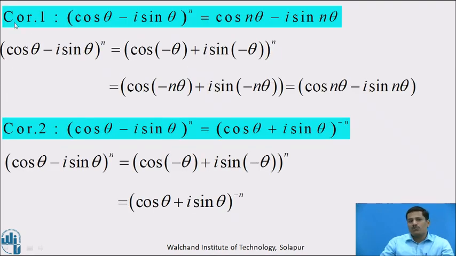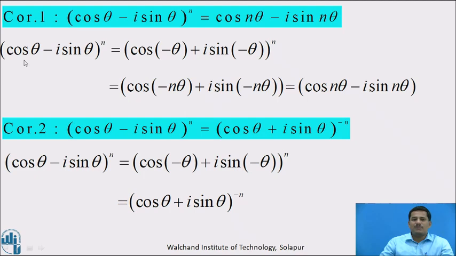Corollary number one: (cos theta minus i sin theta) raised to n is equal to cos n theta minus i sin n theta. So the difference between De Moivre's theorem and the corollary is that the middle sign in the corollary is minus, and in De Moivre's theorem it is plus. Still, for such an expression, it is possible to write the power as a coefficient in the angles for cos and sin. How is it possible?